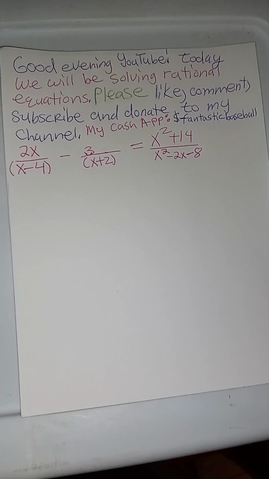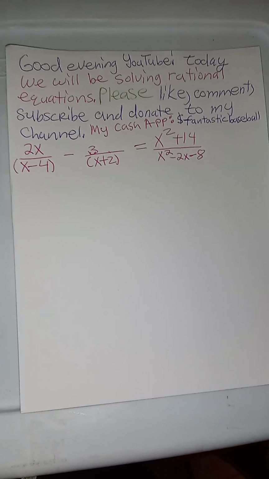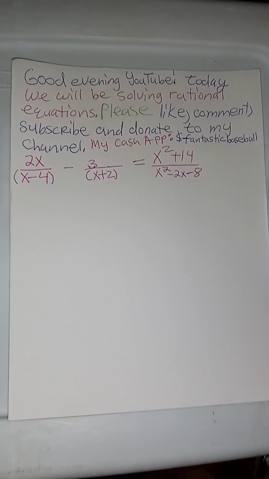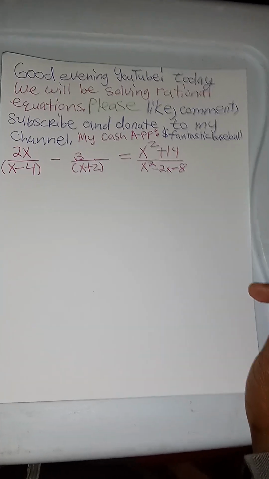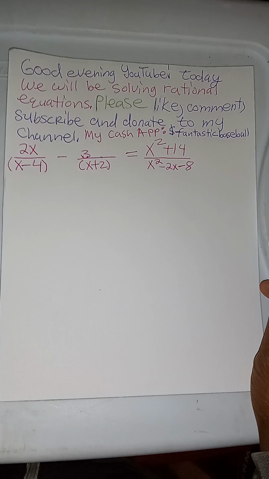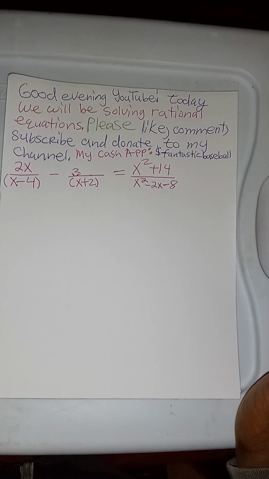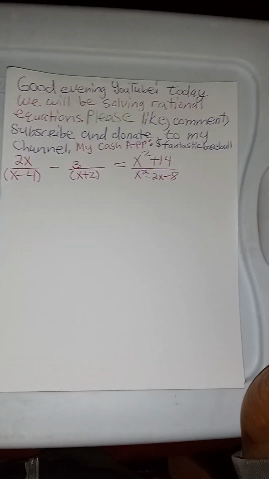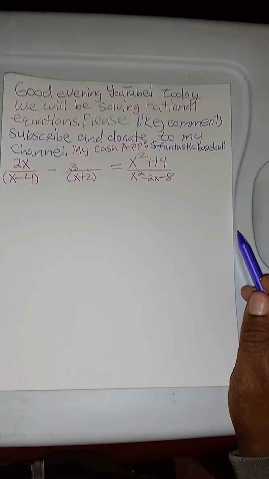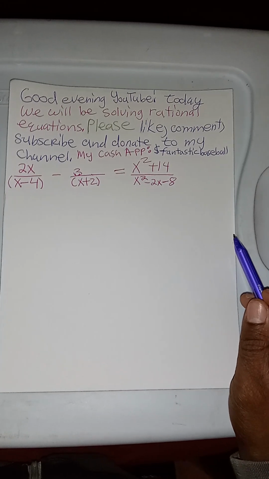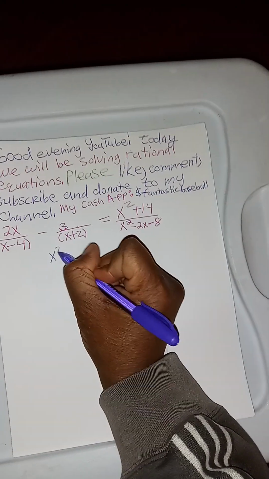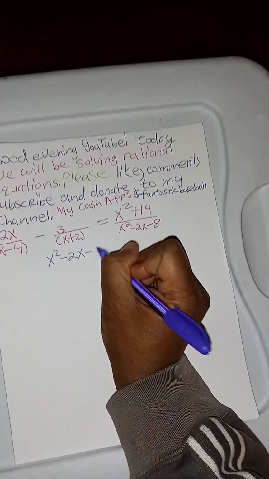Here we see an equation of 2x divided by x minus 4 minus 3 divided by x plus 2 is equal to x squared plus 14 divided by x squared minus 2x minus 8. So the three denominators include x minus 4, x plus 2, and x squared minus 2x minus 8. So we need to factor the third denominator of x squared minus 2x minus 8 by grouping. Let's get started. So x squared minus 2x minus 8.